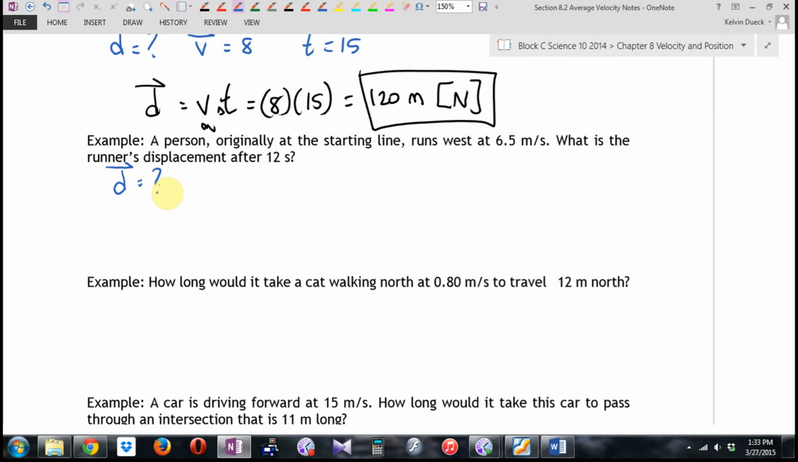Is that a displacement or a velocity or a time? And how do I know? Courtney, how do I know it's a velocity? Units. So let's write down v equals 6.5. It's technically a velocity because there is a direction, west, so I'll put the vector bar on top of it. Okay. Hey, what's that 12? Because that's the next number that I see.